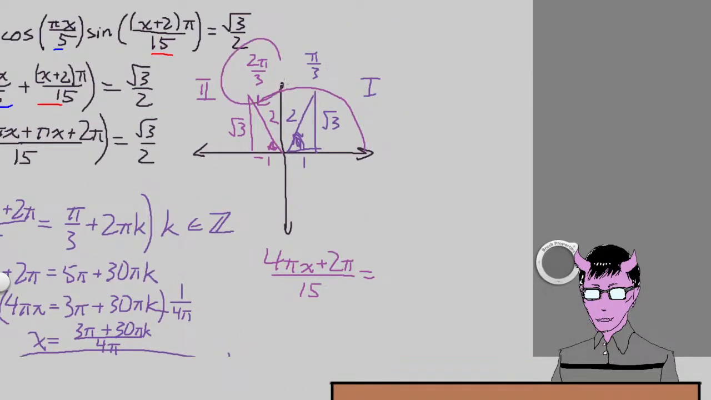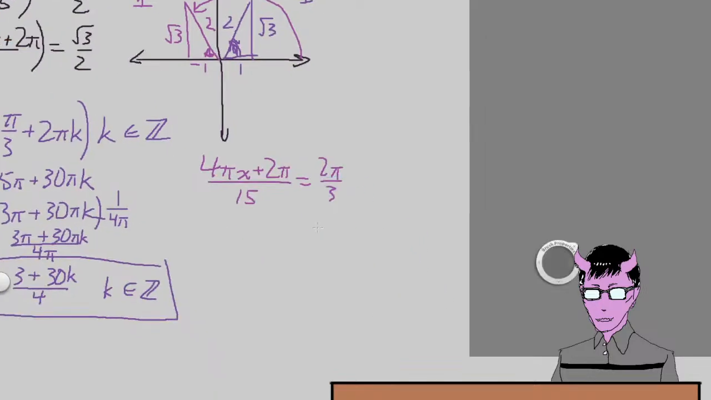So we want 2 pi over 3 for the reference, and then of course get all the answers, so plus 2 pi k, where k is an element of all integers. And then we're going to multiply both sides by 15 over 1. And I'm just going to go ahead and shortcut this and then subtract the 2 pi from both sides.